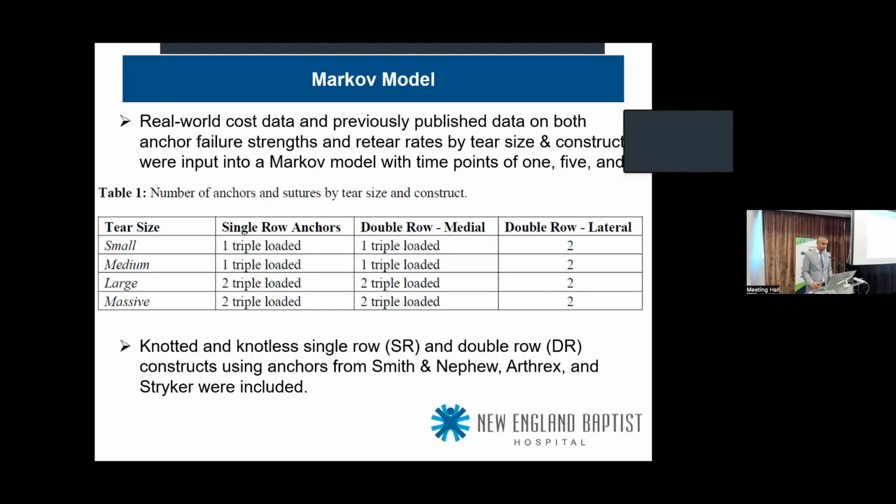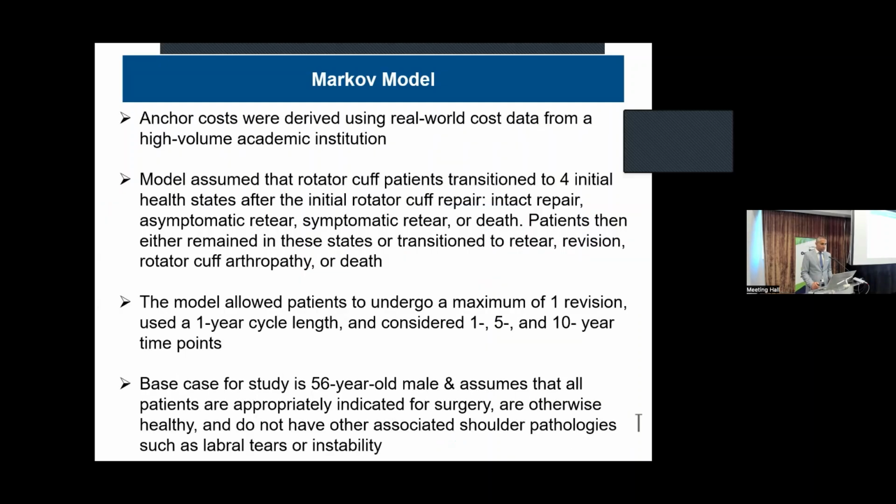Here's what the model looked like in terms of single row and double row anchors based on tear size. The anchor costs were derived using real-world cost data from the hospital, a high-volume academic institution. The model assumed that rotator cuff repair patients transitioned into 4 initial health states after initial repair: intact, asymptomatic re-tear, symptomatic re-tear, or death. Patients then either remained in these states or transitioned to re-tear, revision, cuff tear arthropathy, or death. The model allowed patients to undergo a maximum of 1 revision, used a 1-year cycle length, and considered 1, 5, and 10-year time points.